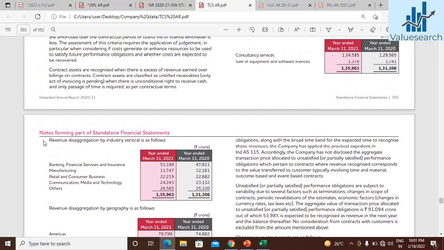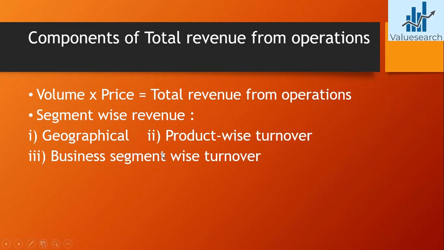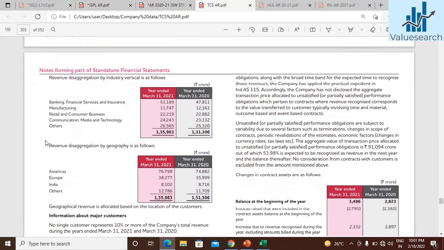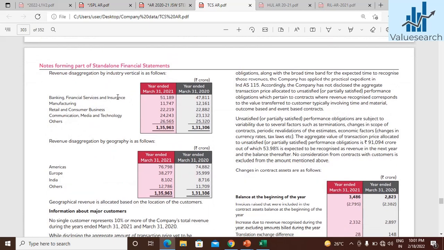Here, if you deep dive into it, they have clearly written over here revenue disintegration by industry vertical is as follows: business segment wise turnover. So they have these segments or industry or business verticals. Look at this: banking, financial services and insurance. So they sell their services to banking industries, financial services firms and various other insurance companies. And what is their revenue from this sales of services to this particular industry is given over here. They also sell their software services to manufacturing industries, both this retail and consumer business this much, communication, media and technology of this much, others of this much.